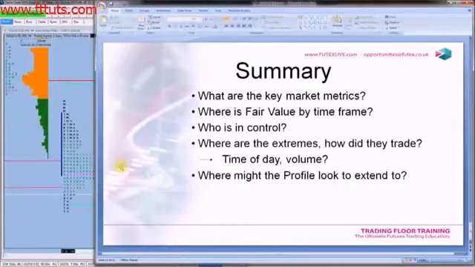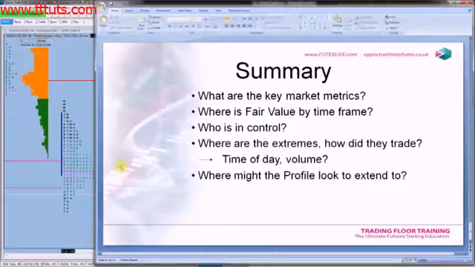So to sum up, there are just a couple of other things after this I want to go through. What are your key market metrics? What are they? Your highs, your lows, your TPO value areas, your volume value areas. Where is fair value? Where is the market saying that value is established?